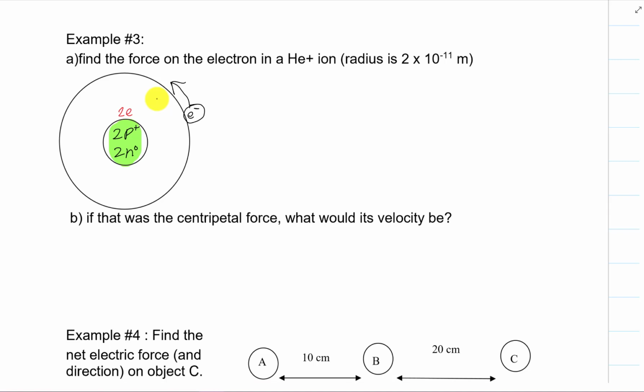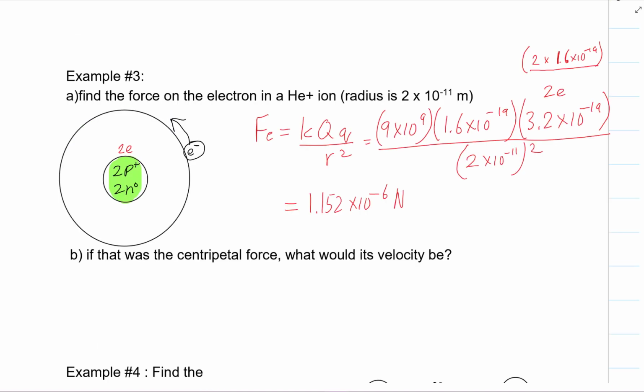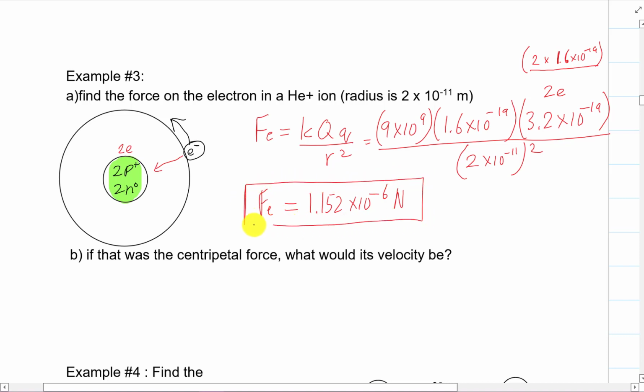I'm going to pause this, and the answer will pop up in 3 seconds. 1, 2, and there we go. As I said, folks, it only took you 3 seconds, and we got the answer, the electrostatic force. That's the attraction force that this electron feels towards the nucleus. Why do I have 3.2? Because it's two elementary charges. Why is it two elementary charges? Because there's two protons in the nucleus.